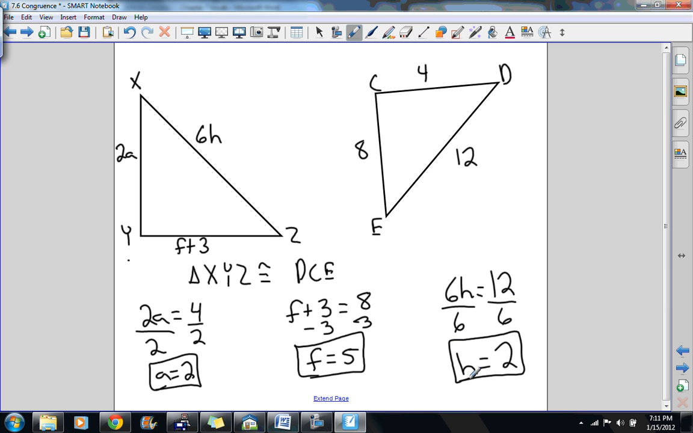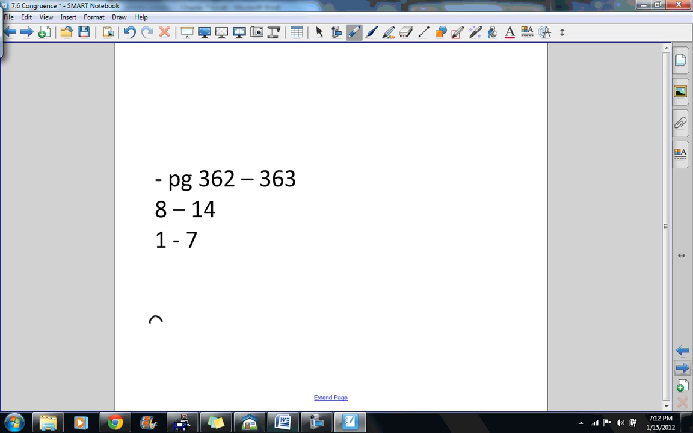There you go. Here's your assignment. 8 through 14 is 7 problems, so you need to get 6 of the 7 right. 1 through 7 is 6, so you need to get 6 right there as well. All right, thanks.